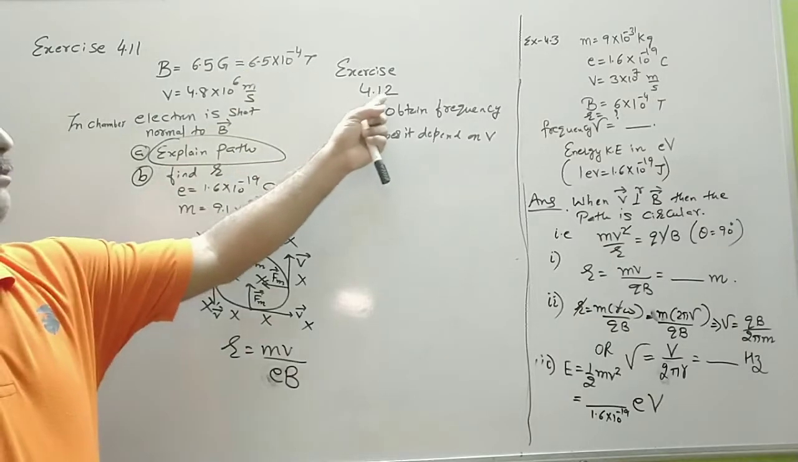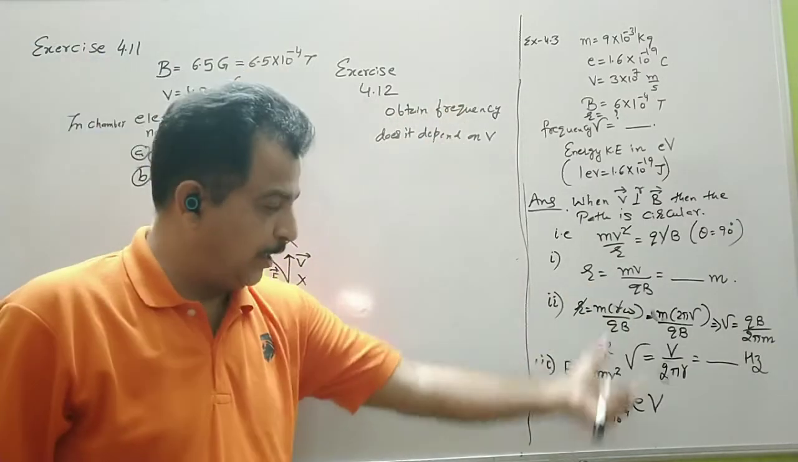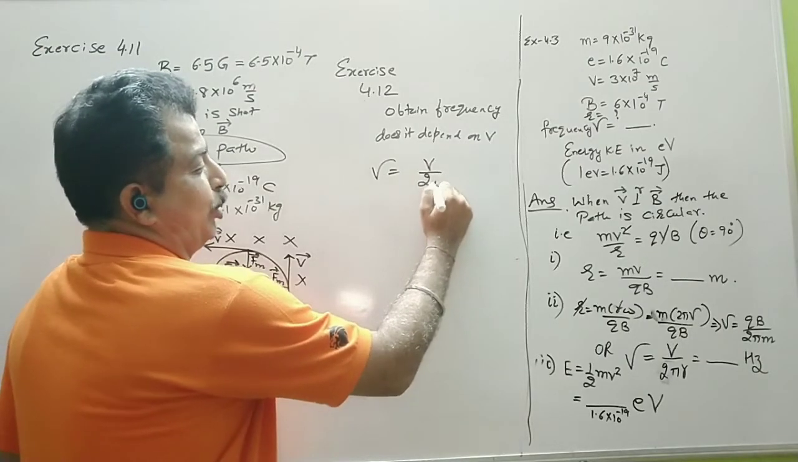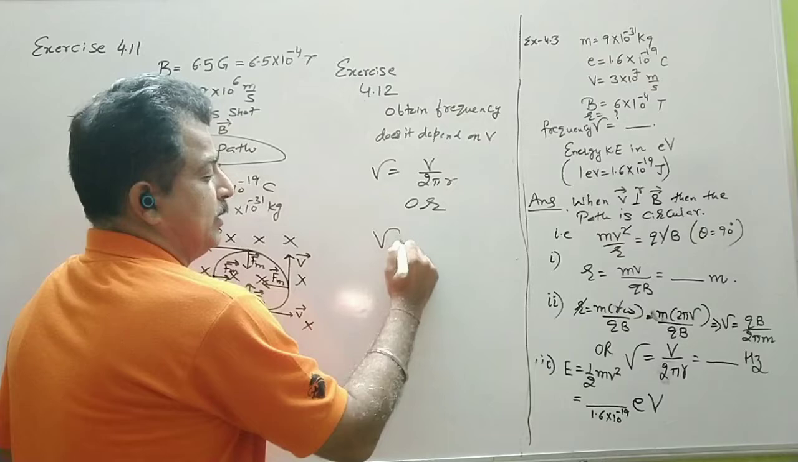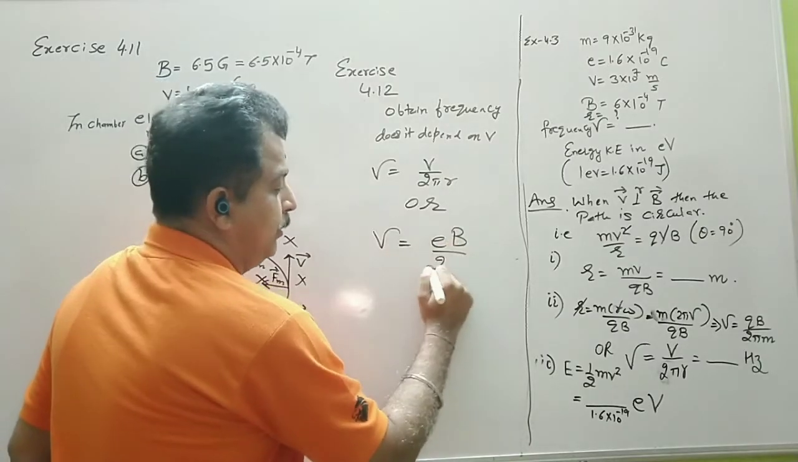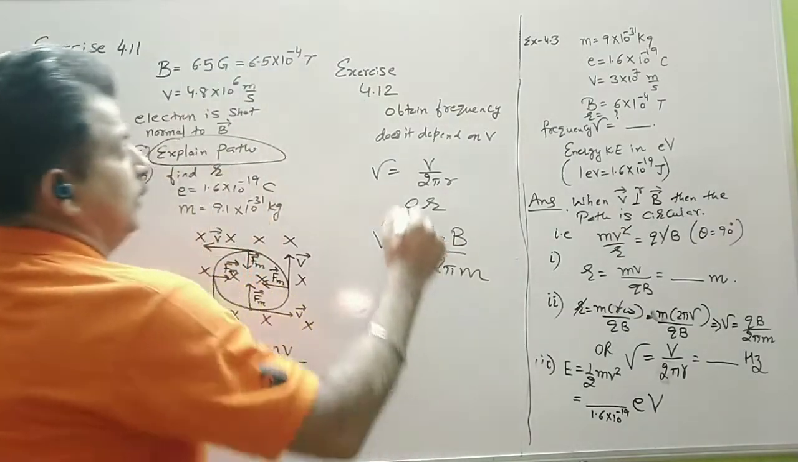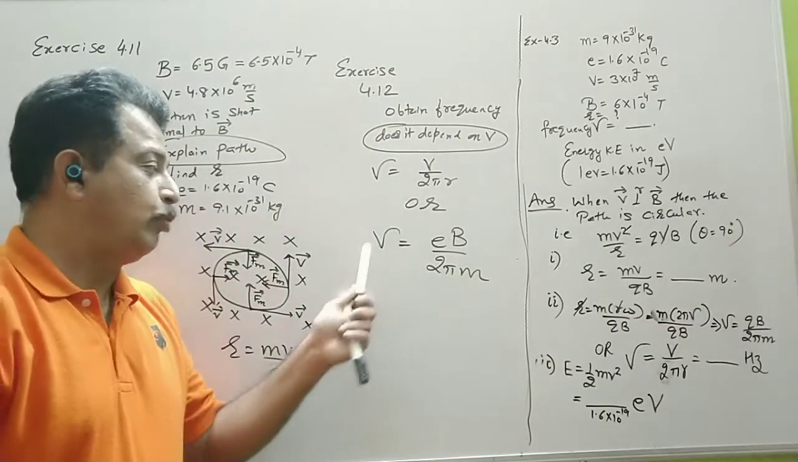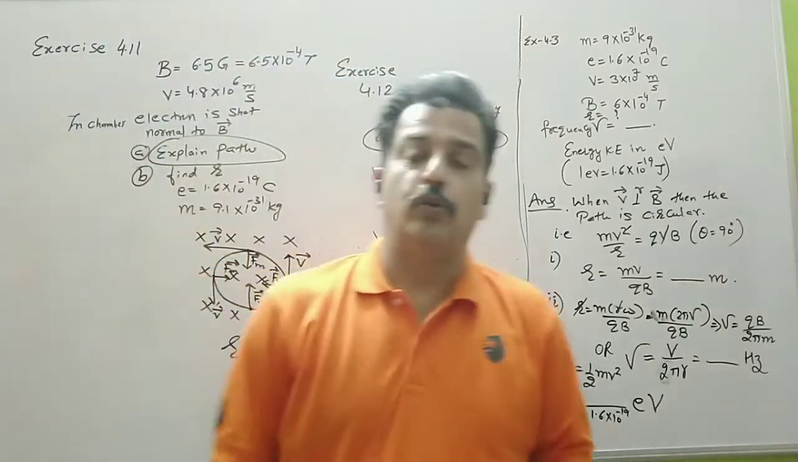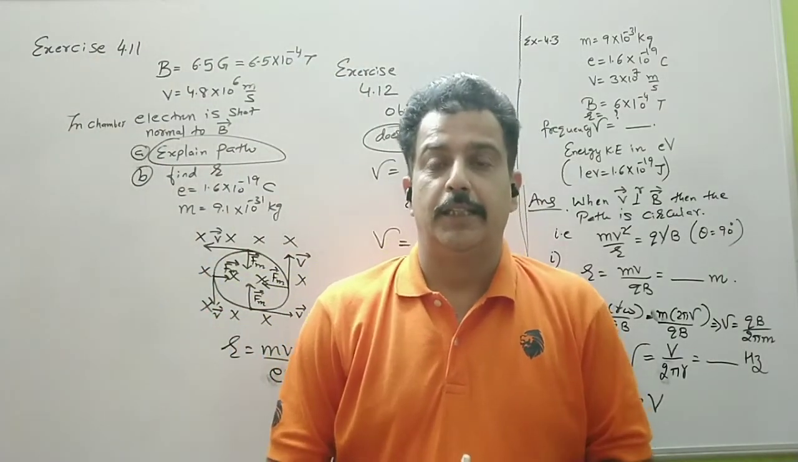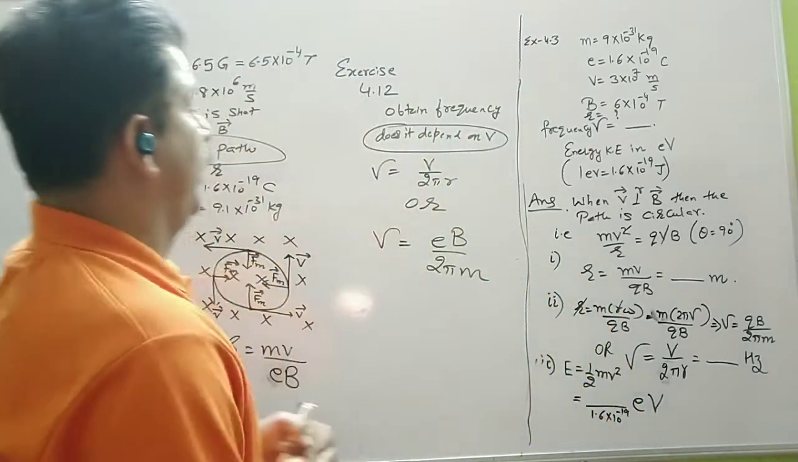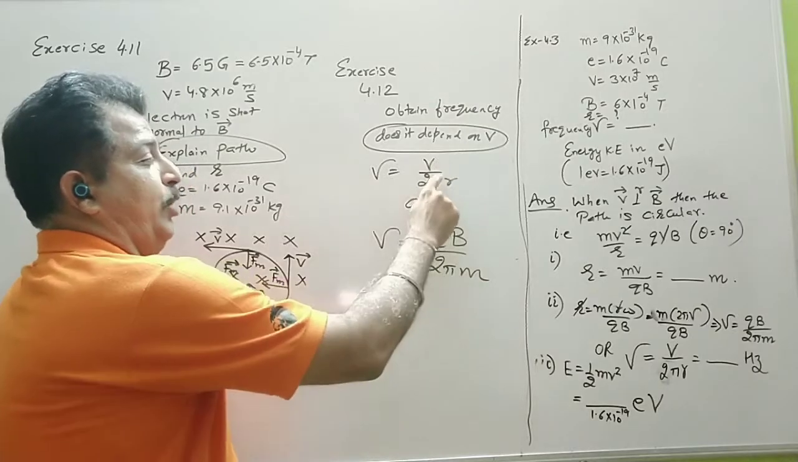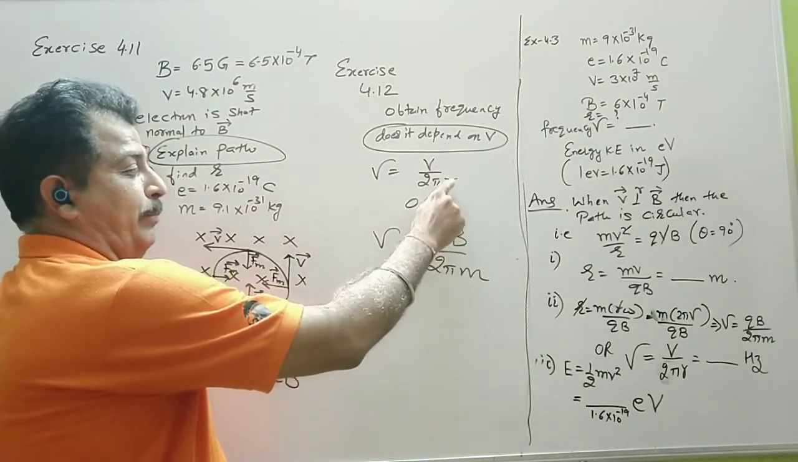Again question number 12, obtain the frequency. So here we have written the frequency formula. Either you use this formula V upon 2 pi r, or frequency can be written as eB upon 2 pi m. Then this also we have discussed in the theory, that whether it is a frequency or a periodic time or an angular velocity or angular frequency, they all are independent of the linear speed.